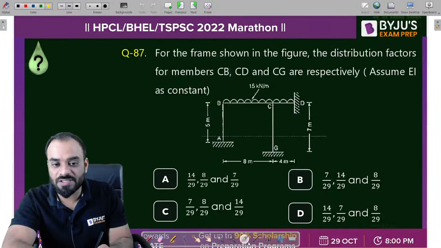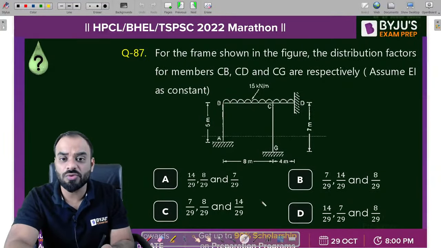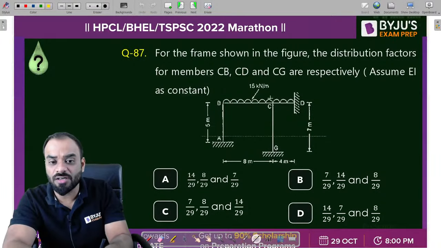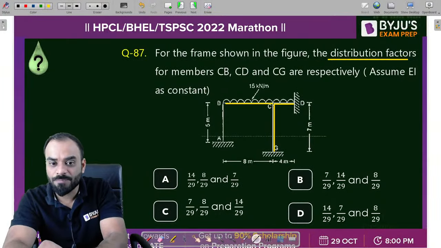Next question, which is related to your MDM method guys. In this particular question, you need to tell me the distribution factor for the following member, which is basically CB, CD and CG. I will tell you a short trick over here guys, by which you can solve this particular problem easily. Okay.